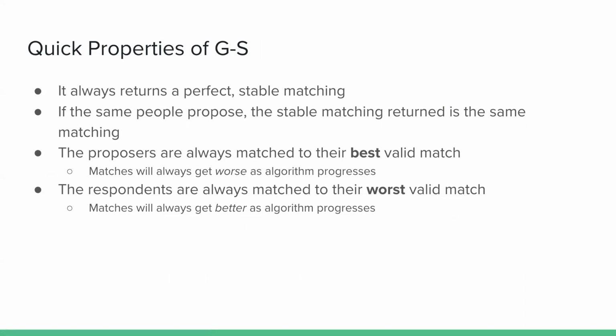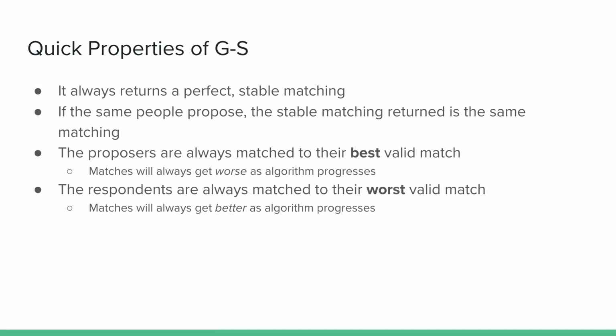It's just going to be like, you could be like hospitals, whatever. But yeah, the proposers are always going to get matched their best valid match, but it's going to get worse over time. What that means is, we start off at the top of their preference list, right? But there's always a chance that that match could be an instability, which would mean that that match is not a valid match.